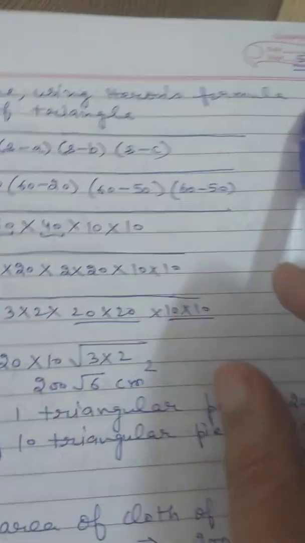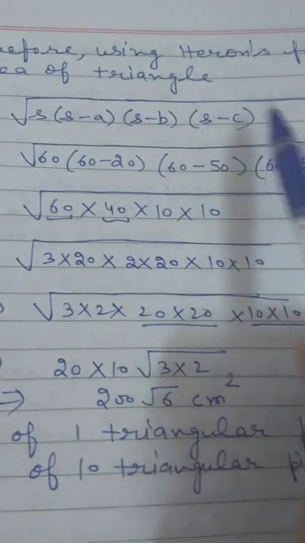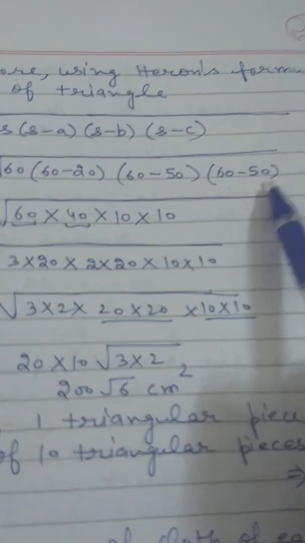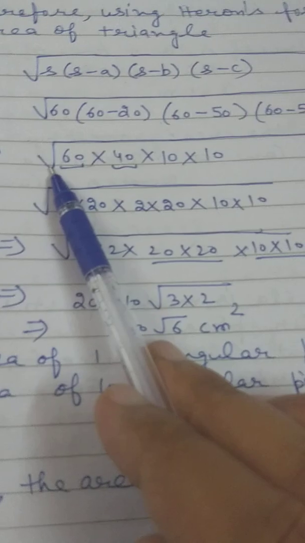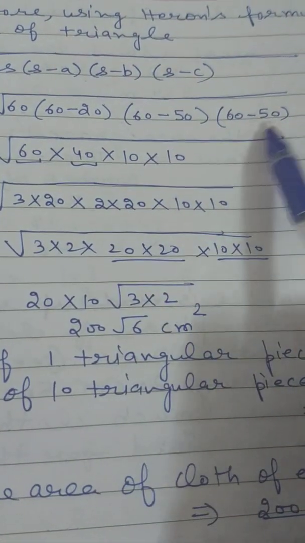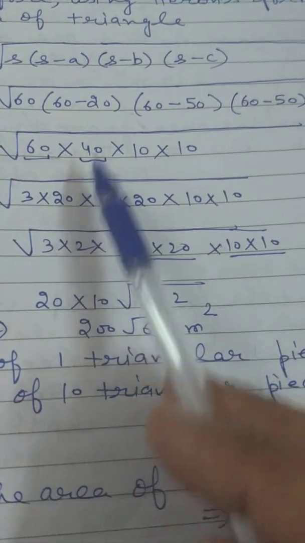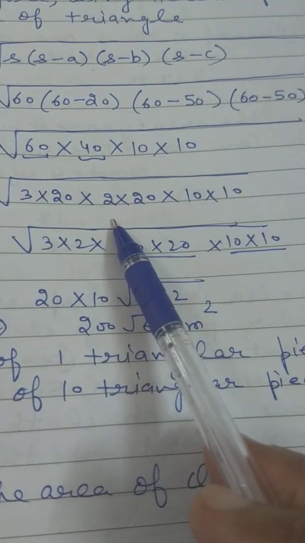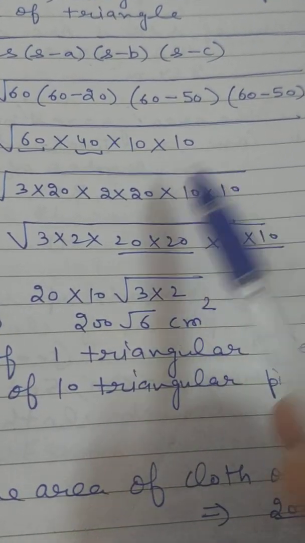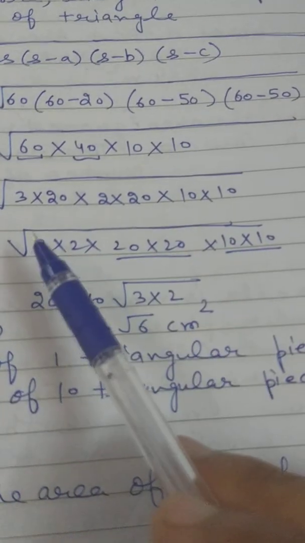Therefore, using Heron's formula, area of triangle is square root of S, S minus A, S minus B, S minus C. That is 60, 60 minus 20, 60 minus 50, 60 minus 50. 60 as it is, 60 minus 20 is 40, 60 minus 50 is 10, 60 minus 50 is 10. We can write 60 as 3 into 20, we can write 40 as 2 into 20, 10 as it is, 10 as it is.